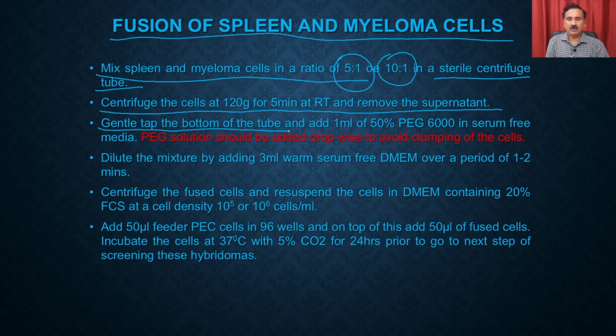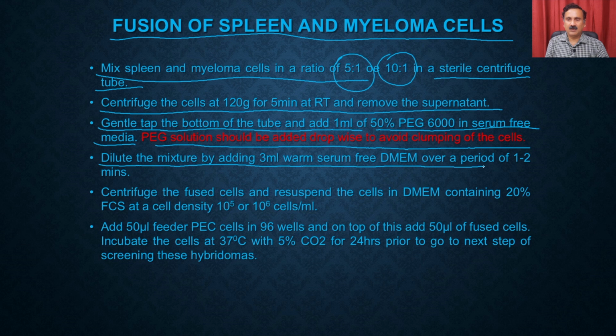Gently tap the bottom of the tube and add 1 ml of 50% PEG 6000 in serum-free media. PEG solution should be added dropwise to avoid the clumping of the cells, right? And the PEG is a fusing agent, so you can actually fuse the plasma membrane, and that's how it is actually going to give you the fused cells. Dilute the mixture by adding 3 ml warm serum-free media over a period of 1 to 2 minutes.